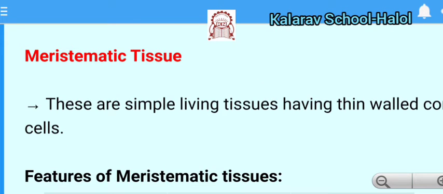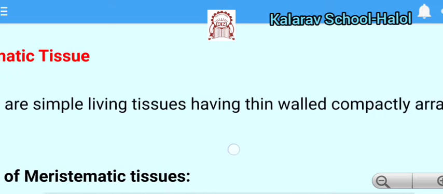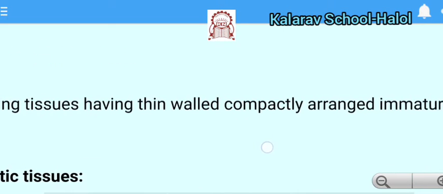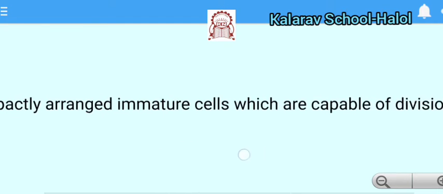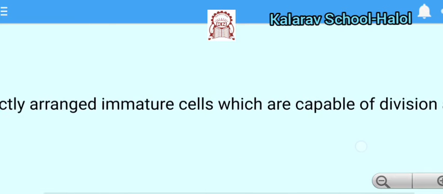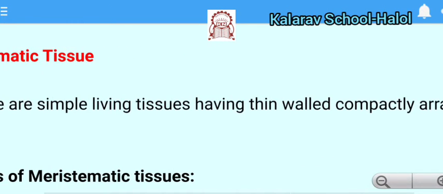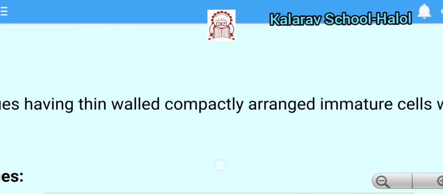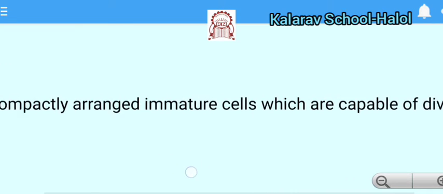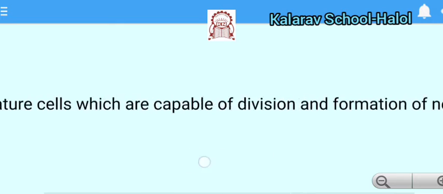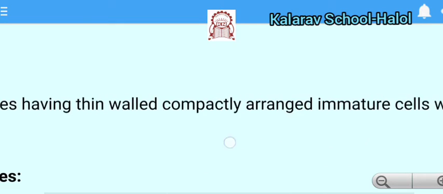So meristematic tissues are the simple living tissue having thin walled, compactly arranged immature cells which are capable of division and formation of new cells. So meristematic tissue, number one point, they are simple living tissue, they have thin wall, the cells are immature, so they are capable of division and formation of new cells.